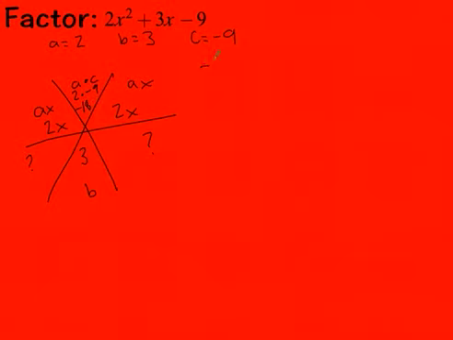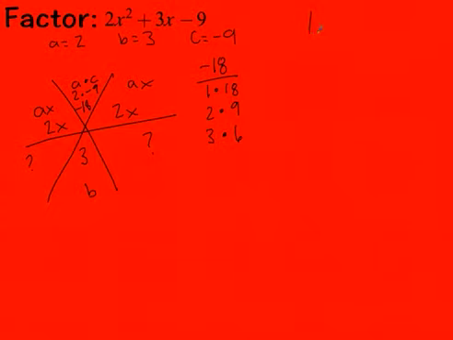To get your magic numbers, you're worried about things that will multiply together to give you negative 18, and add to give you 3. So if you're thinking about negative 18, let's ignore the negative and just think about things that multiply together to give us 18. So we would have 1 times 18, we would have 2 times 9, we would have 3 times 6. But we need it to be a negative 18.